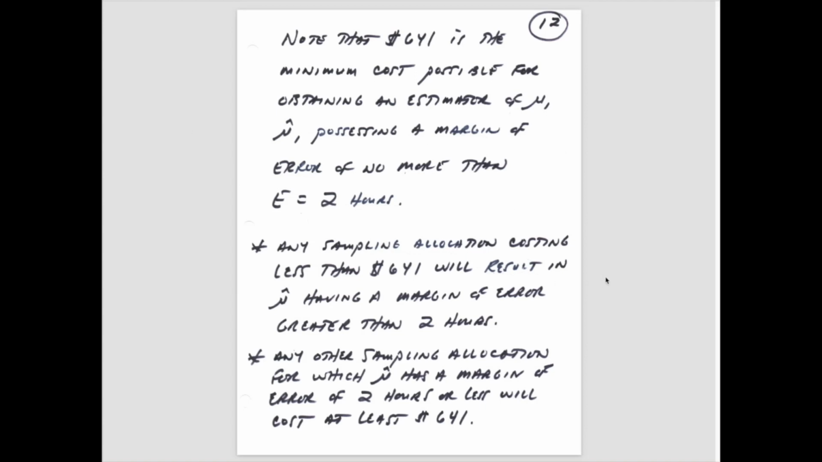And this is what I want to point out here. Any sampling allocation costing less than $641 will result in mu hat having a margin of error greater than 2 hours. In addition, any other sampling allocation for which mu hat has a margin of error of 2 hours or less will cost at least $641. Okay, so in terms of cost, this is the optimal sample size and sample allocation ratios that we could possibly use and still have an estimator of the population mean that has a margin of error of no more than 2 hours.